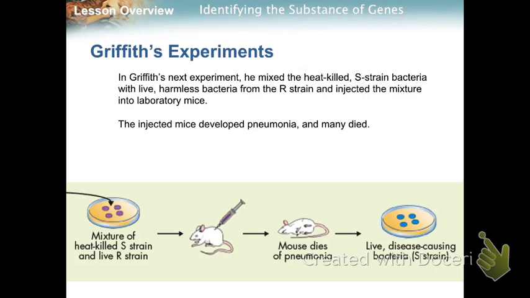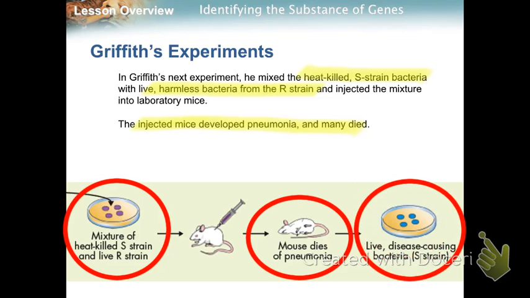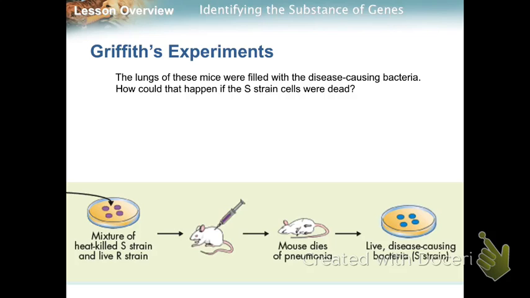In the next experiment, he took that heat-killed disease-causing bacteria and injected it together with live harmless R bacteria. Now the mice developed pneumonia and many died. So what happened was, we have the heat-killed S strain that would make mice sick, they were dead. The live R strain, for some reason the mouse dies of pneumonia. So something in that heat-killed S strain turned the living bacteria into disease-causing bacteria. The question was, what did that?